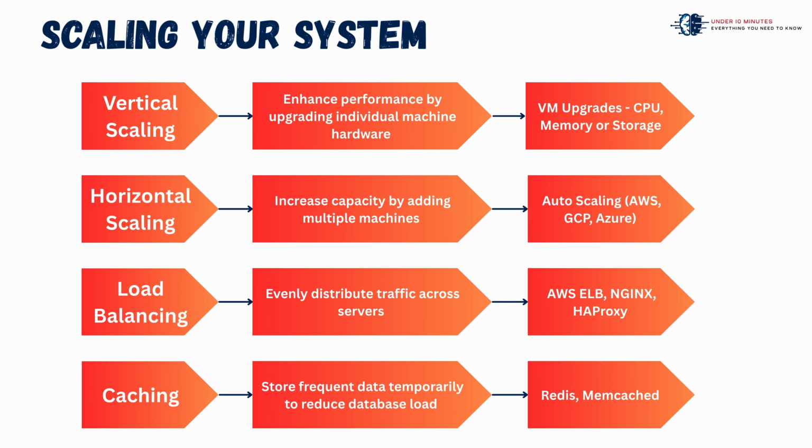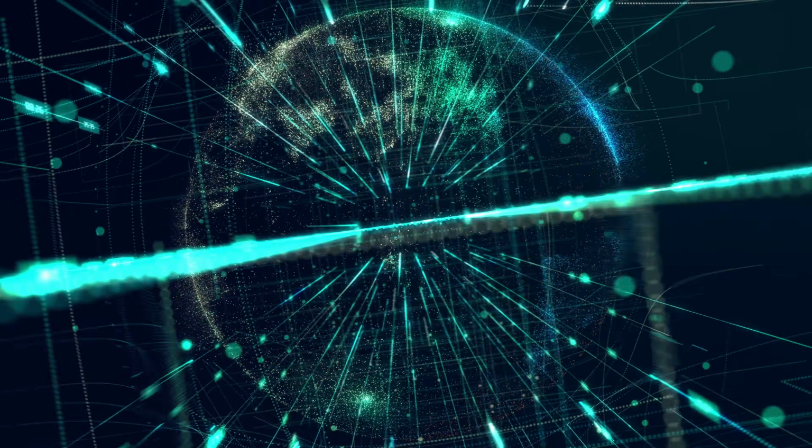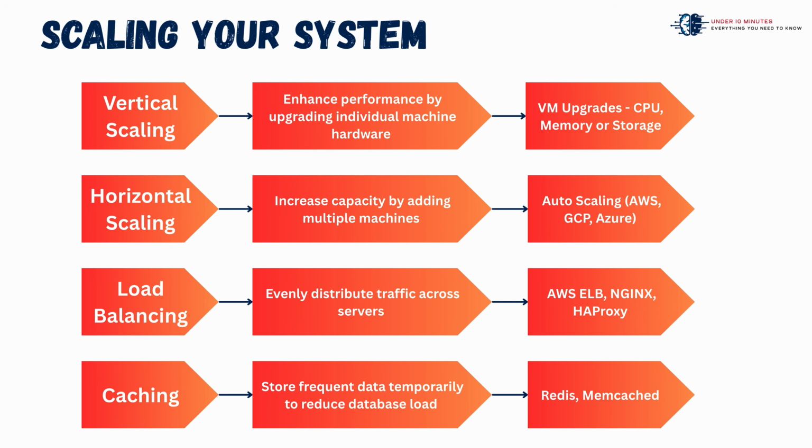The next phase is scaling the system. Scaling is a very critical aspect that needs to be considered when designing a system. There are two types of scaling. First one is vertical scaling, adding more power like CPU, RAM to a single machine. It's fast but hits hardware limits quickly.